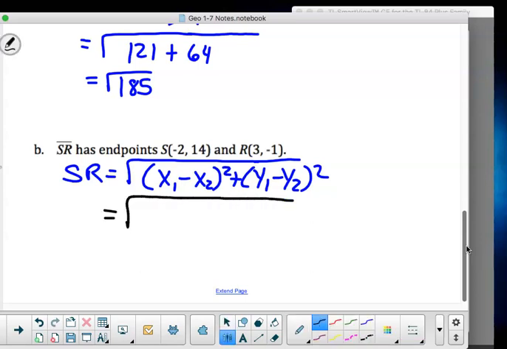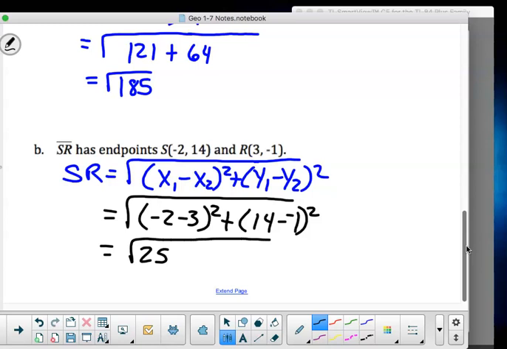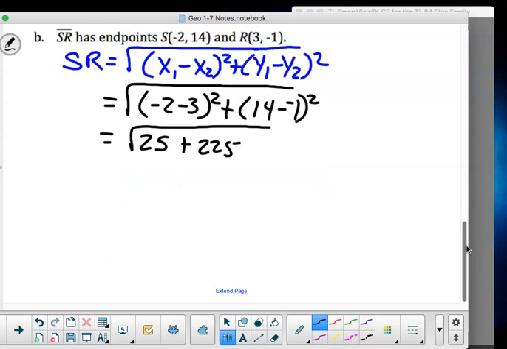Okay, welcome back. So now I've got -2 minus 3 squared plus 14 minus a -1 quantity squared. And I'm looking at -5 squared, which is 25, plus 15 squared, which is 225. And I'm looking at the square root of 250.